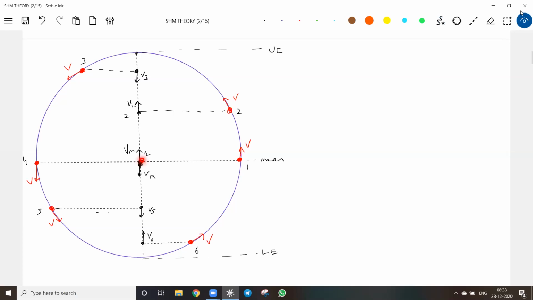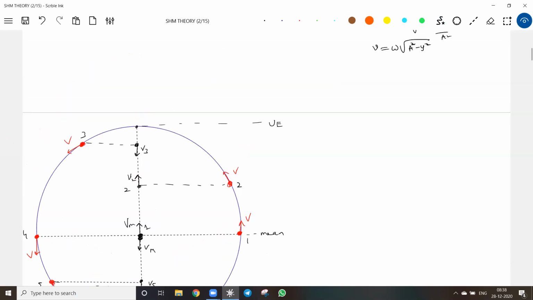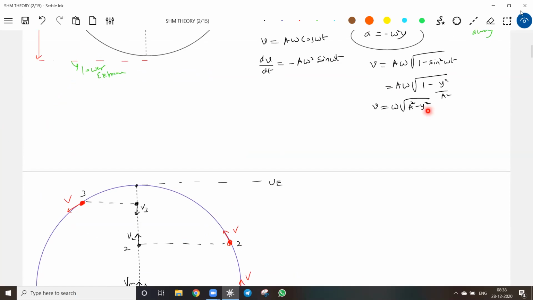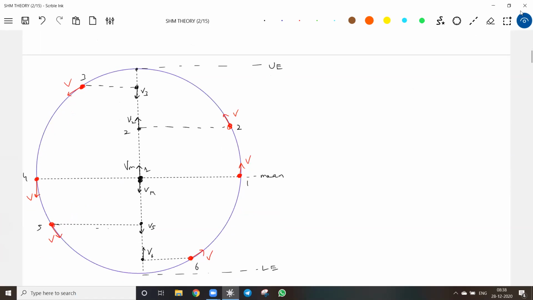Okay, so now it's having maximum speed. Already we have the equation. Put y equal to 0. There'll be maximum, no? So how much is that equal to? This is equal to A. Okay, I'll begin like this. So it'll have maximum speed, and then it'll undergo retardation.